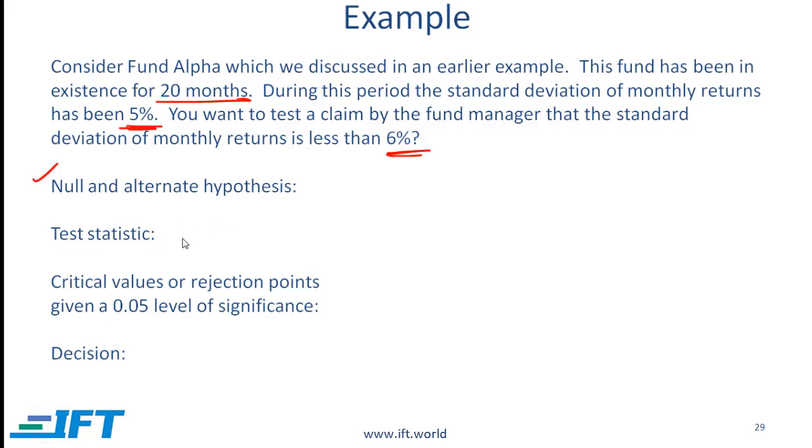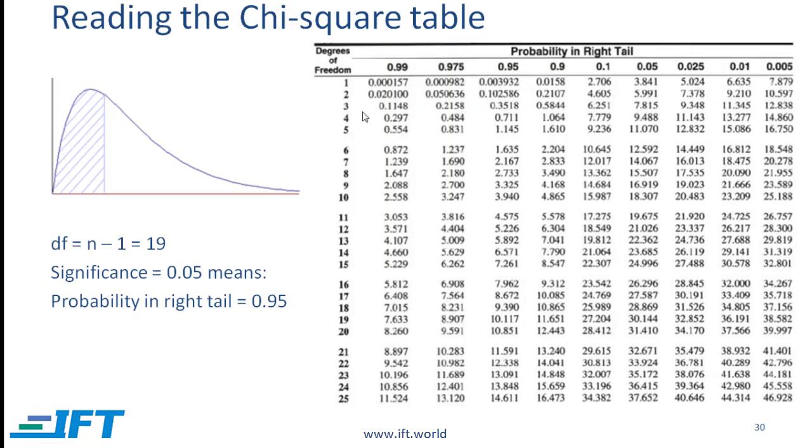You should be able to come up with a null and alternate. You should be able to come up with the test statistic based on the formula that I just showed you. Critical value or rejection points given a 0.05 level of significance. This is slightly tricky because we've not talked about the chi-square distribution. So let's do that now.